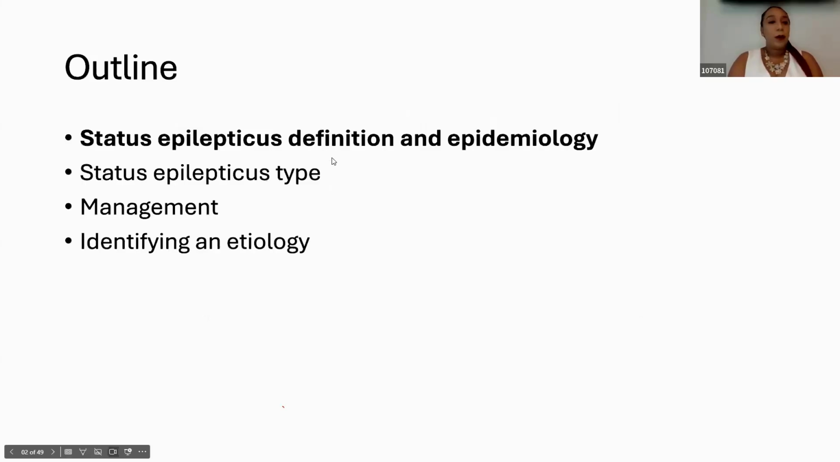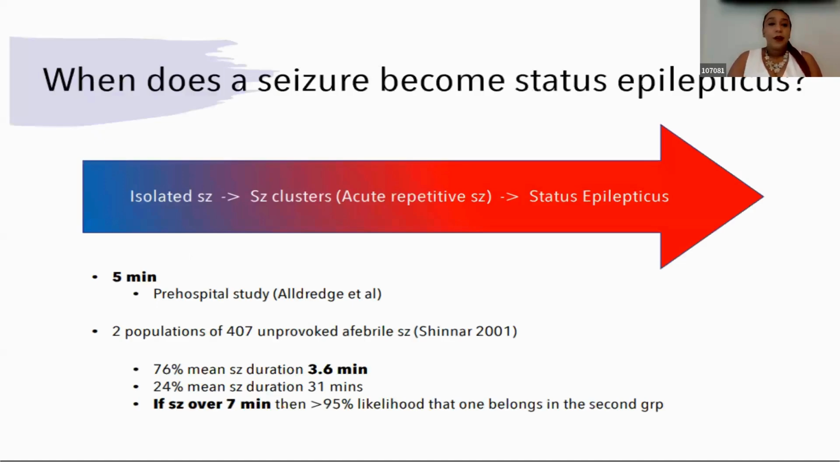So the outline will be status epilepticus definition and epidemiology, status epilepticus types, management, and identifying etiology. So when does a seizure become status epilepticus? That's the question most of us come across. When do we start calling a seizure status? There's an isolated seizure, and that seizure can cluster and become an acute repetitive seizure. If we don't abort it, then it goes into status epilepticus.